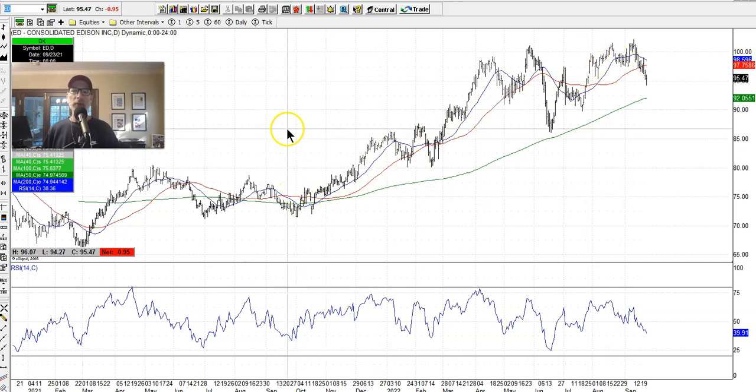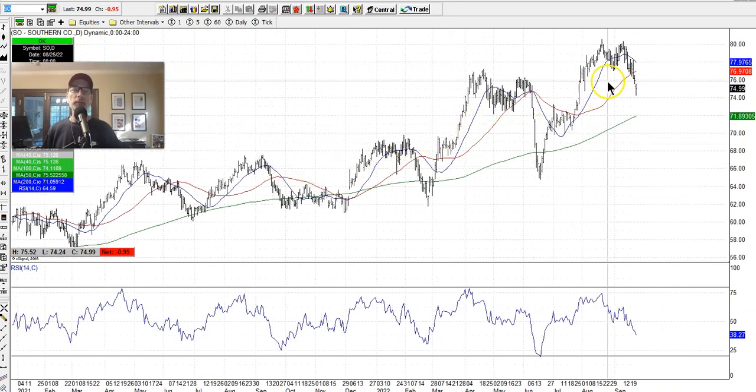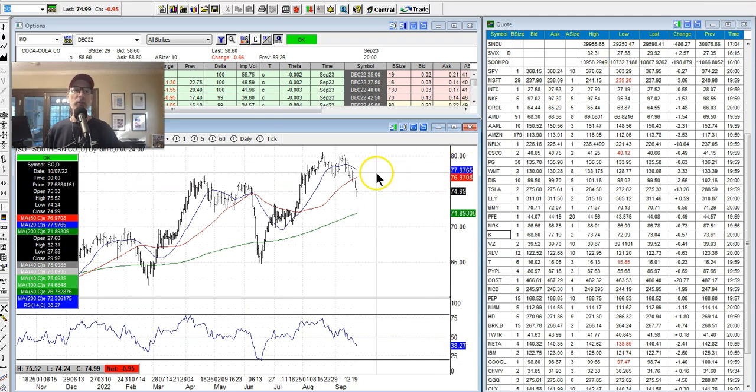So there are some companies that are moving up. Utility companies seem to do well in rising interest rate environments. Another company I look at from time to time is Southern Company, SO, moving up as well. So you have to look at the charts, look at the companies, see what sector they're in, and see how they're doing. Let's just go through the list.